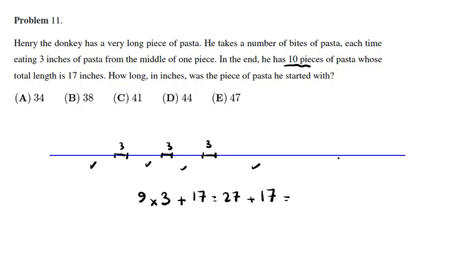equals 44. Let me also show you can say, okay, these 3s. This is the first one, it is the second one, and it is the 10th one. So if we count, we have 11 pieces, and the total is 17 plus these 9 times 3 length. It will be 44. So the answer is D.